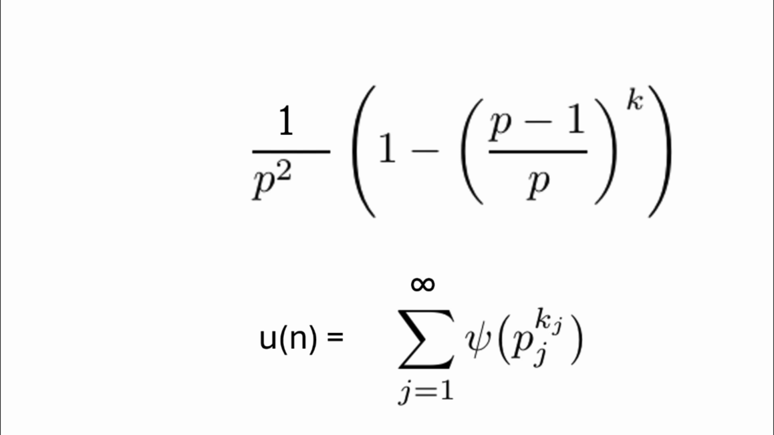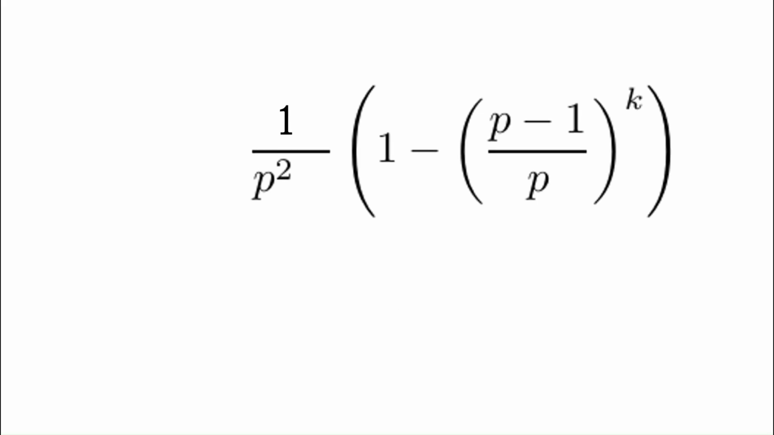But recall that most of our exponents k are 0, right? And when k is 0, the expression on top is 0. So practically speaking, we only need to sum this up over the primes that actually make up the prime factors of n. Maybe we'll do an example before we move on.